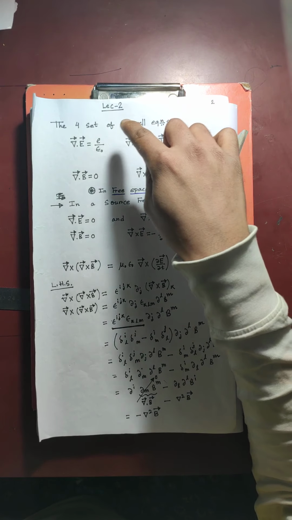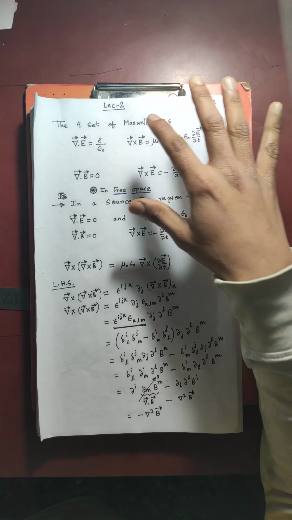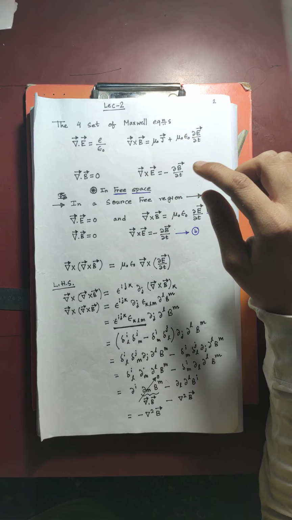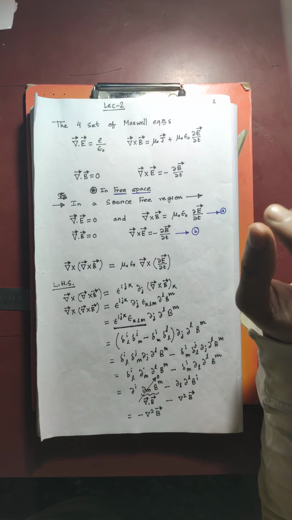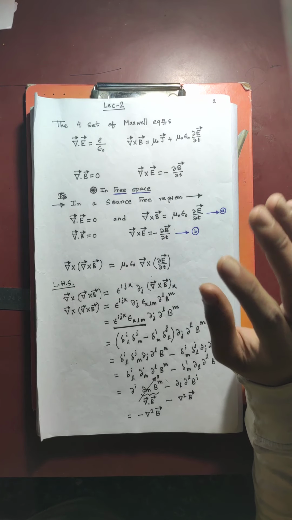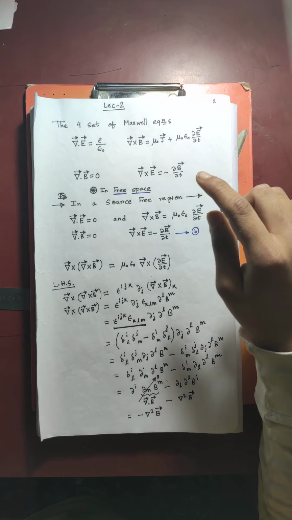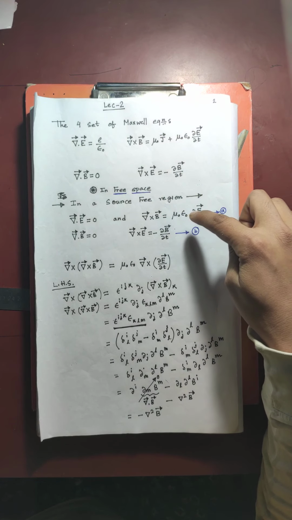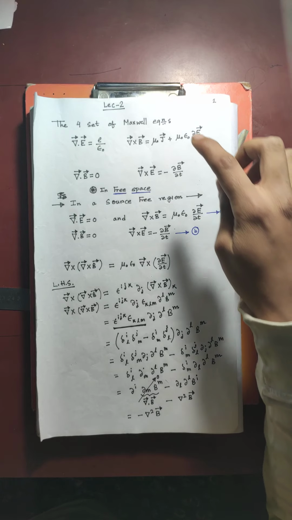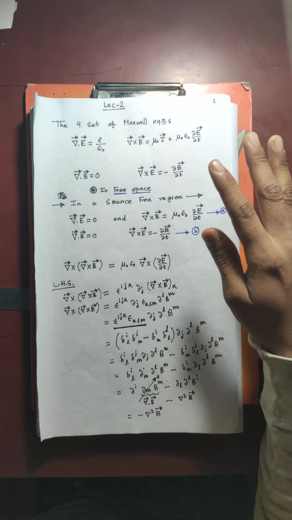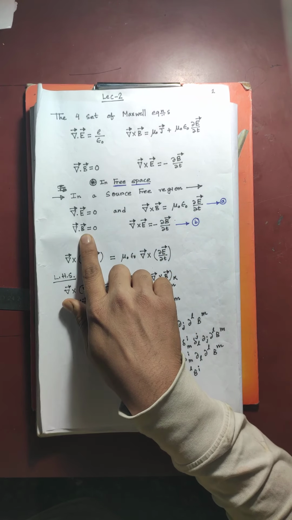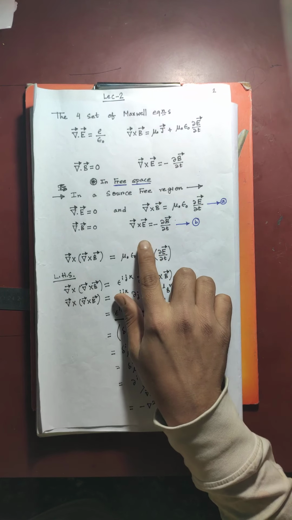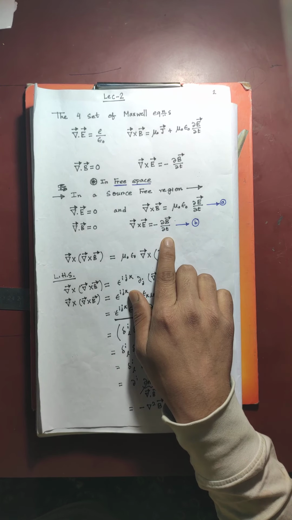So mind you, these four equations are in free space. In a source-free region there will be no charge, no current. So they become divergence of E is 0, and curl of B is mu naught epsilon naught dE/dt. There is no J, source free. And divergence of B is always 0, and curl of E is minus dB/dt.